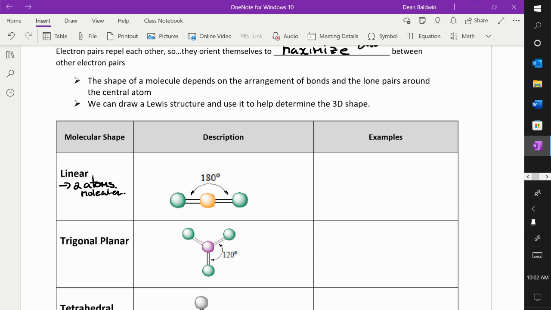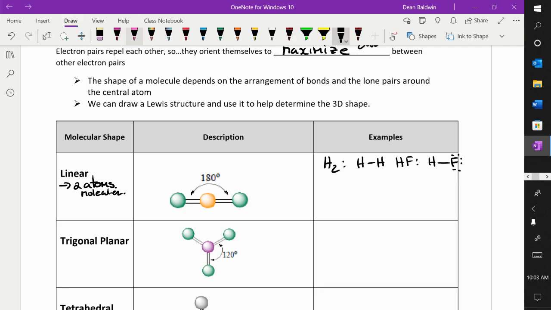So that would be H2, a two atom molecule. It's linear. Okay. HF is linear. Even though fluorine has the electron pairs, the most stable configuration is if it's linear. So anything with two atoms will be linear. Now, there's also three atom molecules.